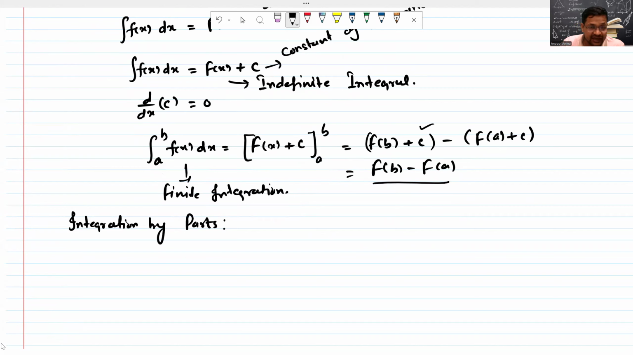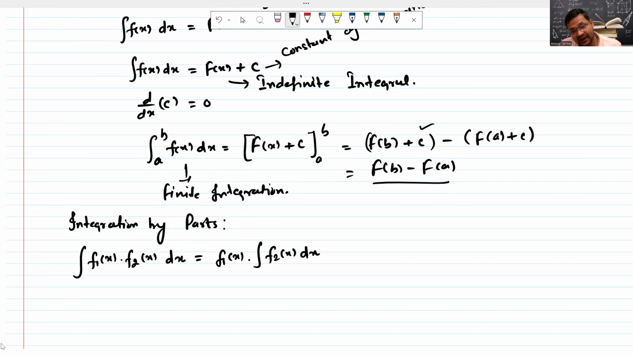So here, if we have to integrate two functions, one is f1(x) and another is f2(x), then we just keep f1(x) as it is, and find the integration of the second function. Okay, and minus the integration of the derivative of the first function times the integration of the second function, then the whole integration, and then some constant will be there. Okay, so this is called integration by parts.